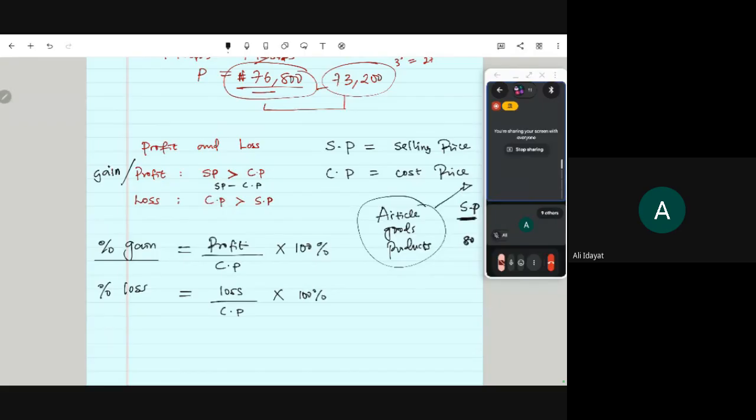And don't forget that this is how you calculate your profit. Profit is what? Selling price minus cost price. How do you calculate your loss? Cost price minus selling price. Do you understand? So that you calculate your loss. It must be that you actually lost the money. Is this clear? Everyone?